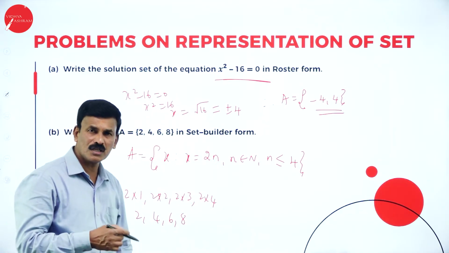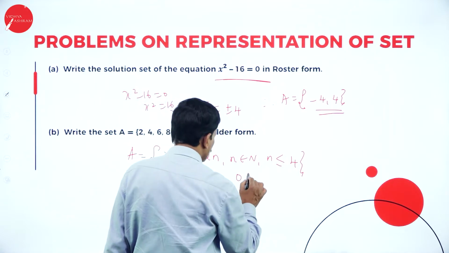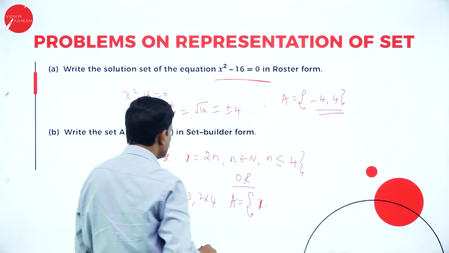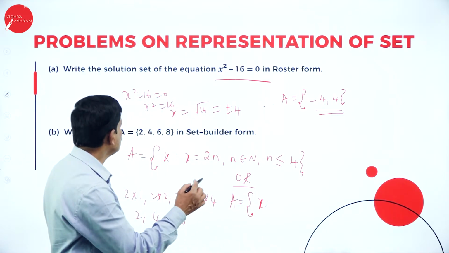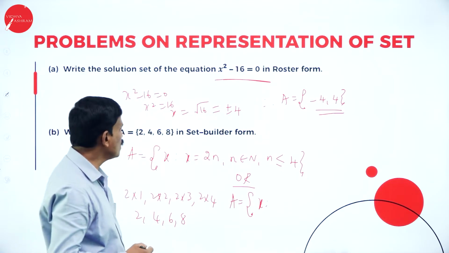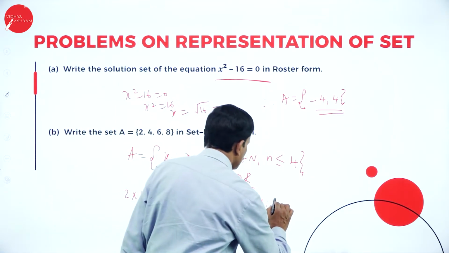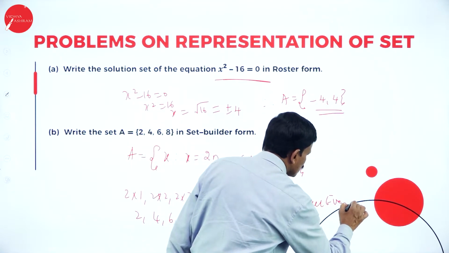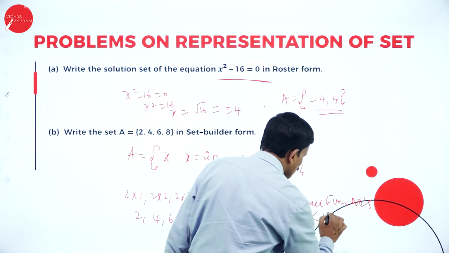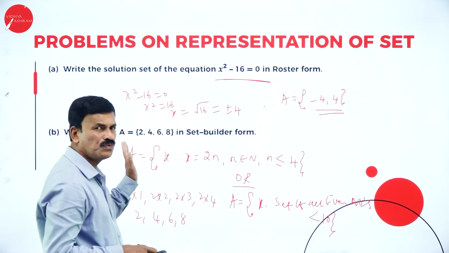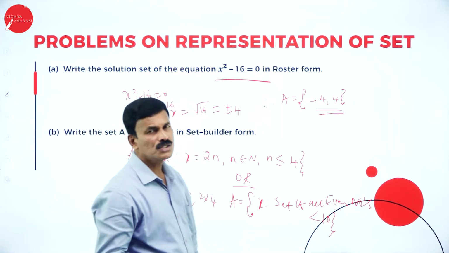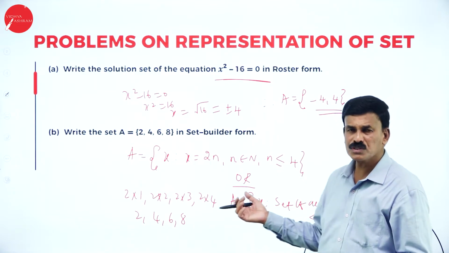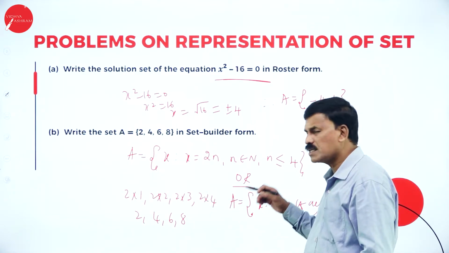Or you can also define this set A as x such that x is the set of all even numbers less than 10. The set of all even numbers less than 10 are 2, 4, 6, 8. You can also put it in this form. So, depending upon the problem, you can write the solution.